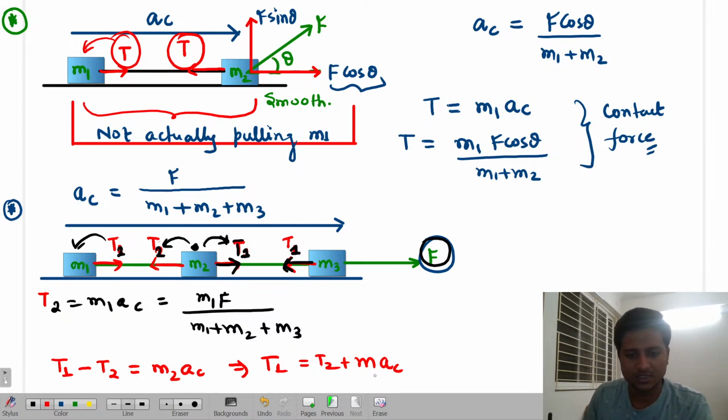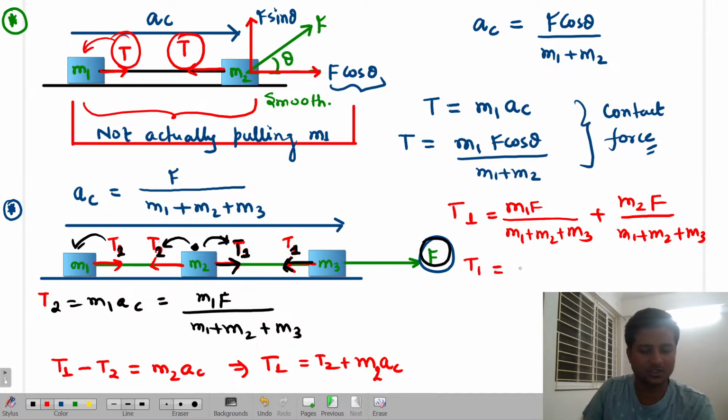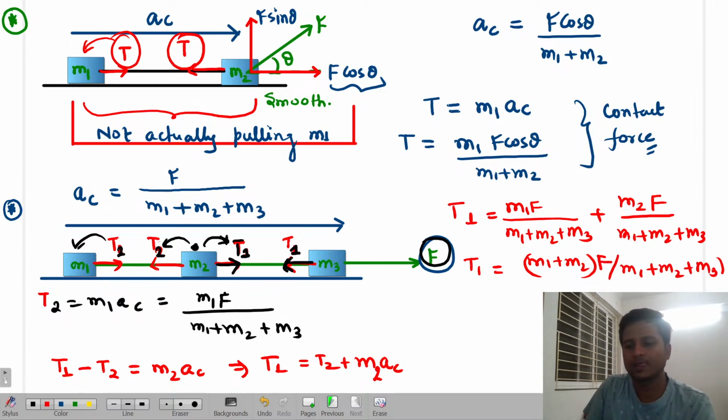Yes. So this is my mass M2. Okay. So I can write the equation of T1, which is T2. T2 is basically we calculated, that is M1F divided by M1 plus M2 plus M3, plus this M2 into common acceleration AC, that is once again F by M1 plus M2 plus M3. Add these and T1 becomes how much? M1 plus M2 into force F divided by M1 plus M2 plus M3. Is that clear or not? Totally.